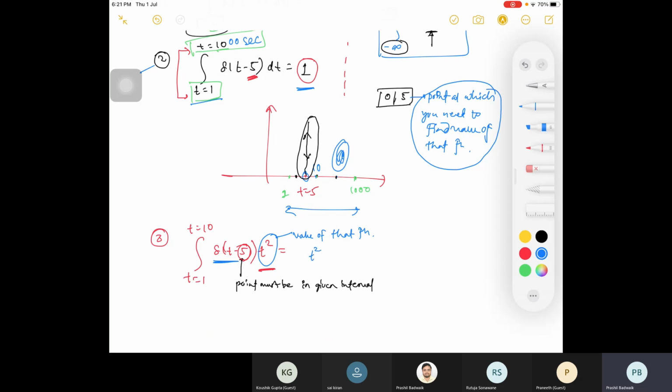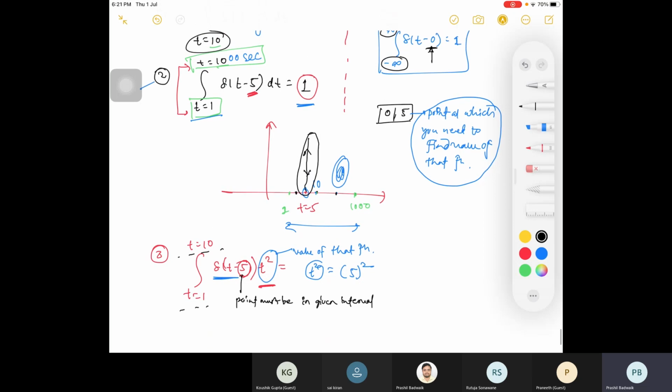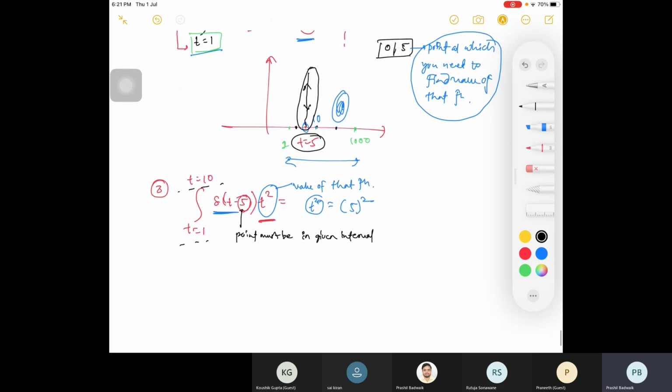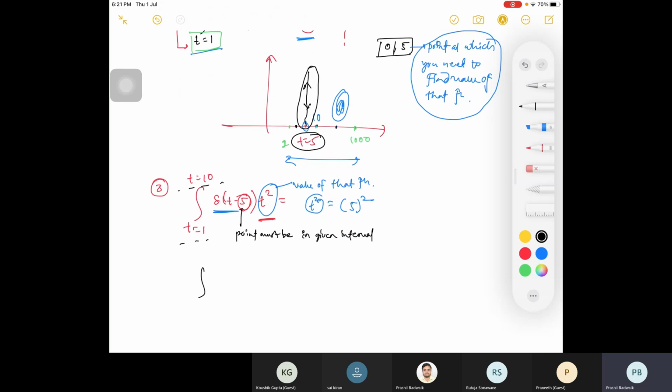In place of t square, what will I write? 5 square. But the condition is what? This 5 should be in that interval, then only you will find this kind of function, right? At t equal to 5 you are getting it, because that lies in between your interval. So you will be having the value of the function at that point. Suppose I am writing an interval from 10 to 1000, considering the previous case, del of t minus 5, what is its value?